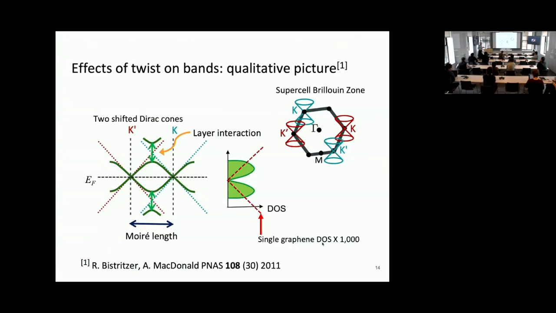Just to give you a sense of the comparison, the single graphene density of states, as shown here schematically by the dashed lines, in order to make it visible on the same scale for the density of states, has to be multiplied by roughly a factor of 1,000. So this is significantly enhanced relative to the density of states of the single graphene plane.